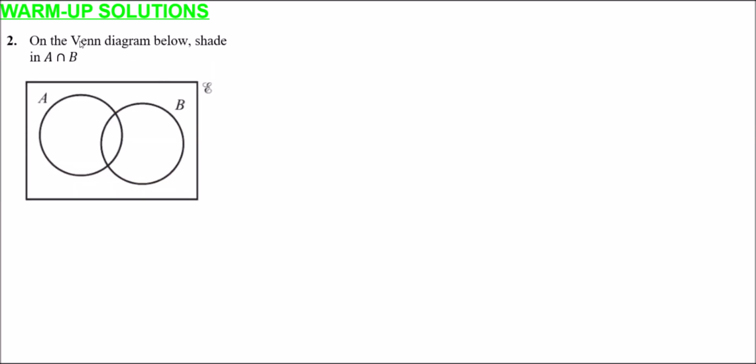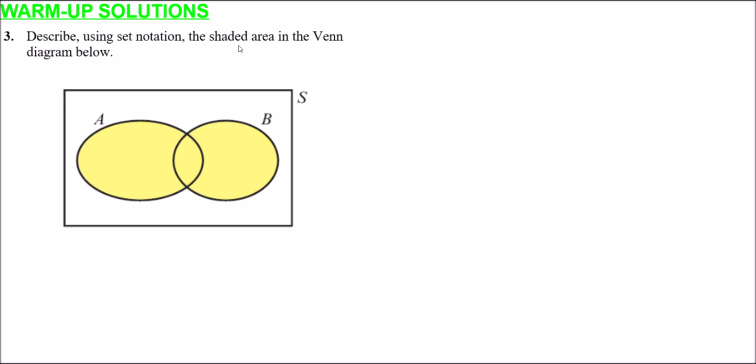Question 2, on this Venn diagram, shade A ∩ B. It looks like an N, but this is actually a symbol which stands for intersection. So A intersection with B means where A and B both overlap, where A and B are happening together at the same time. Over here it's just A, over here it's just B, but in the middle is where A and B are together at the same time. That's A and B together, so therefore we colour in this bit here. So that's A intersected with B.